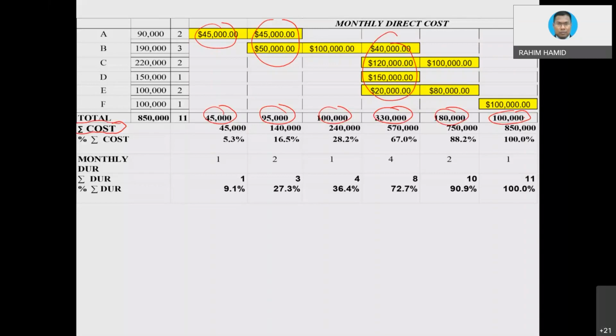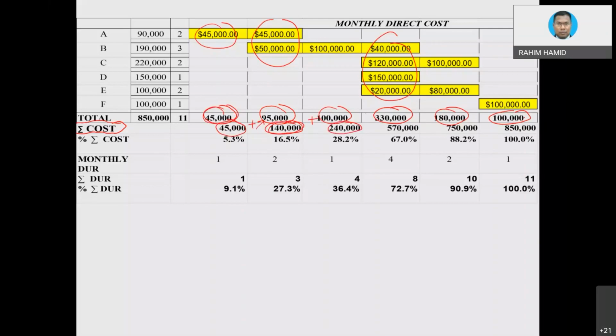That is how we count our cost. At the end of the first month is 45,000, and then plus the end of the second month is 95,000, then you get this value. So that is what we call cumulative. So the first month cost, you add up with the second month, then you get this value. Then you add with the third month, you get this value.